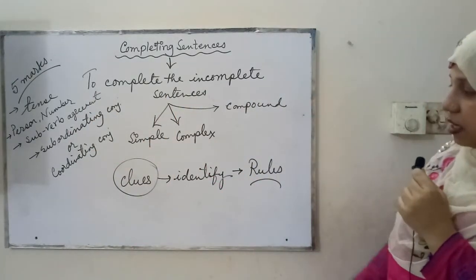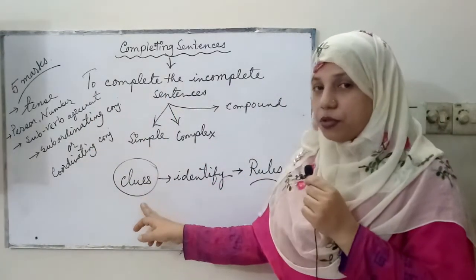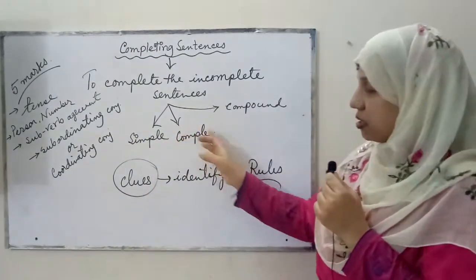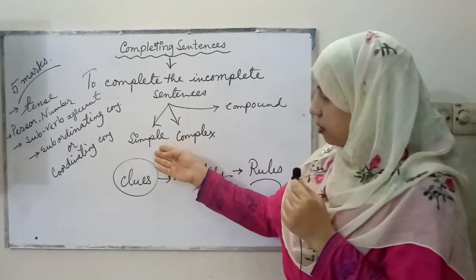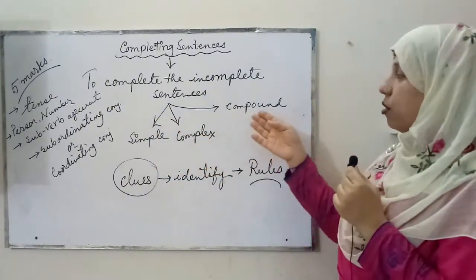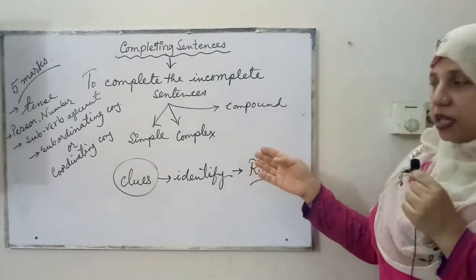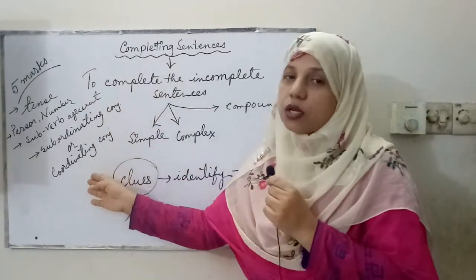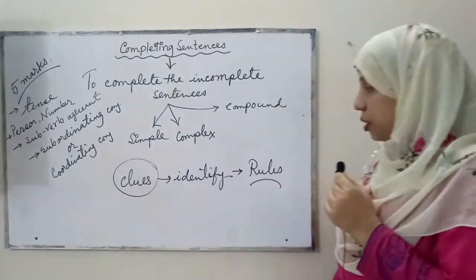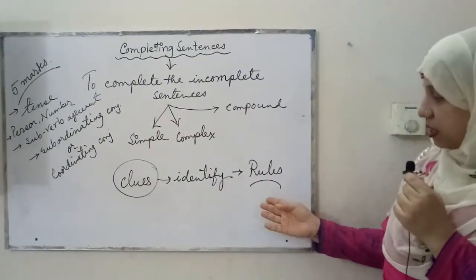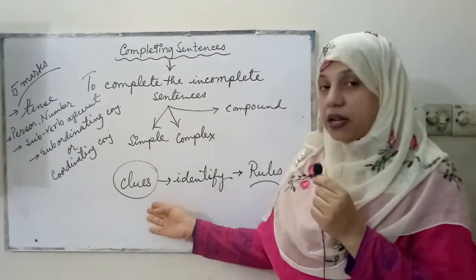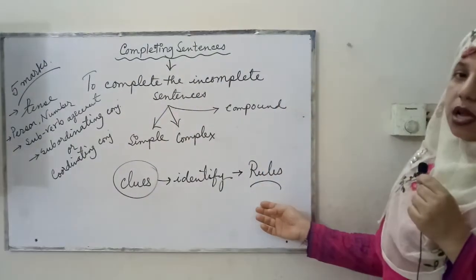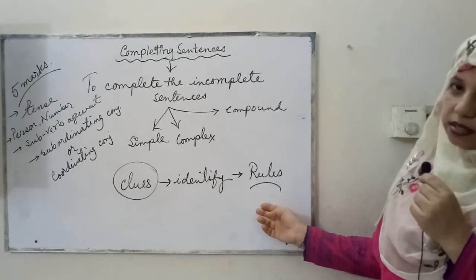And sometimes you will have to identify the clues, because those sentences may be simple or complex or compound. So there you may be given some subordinating conjunctions or coordinating conjunctions. So let's see how we can identify the clues, and according to the rules how we will complete the sentences.